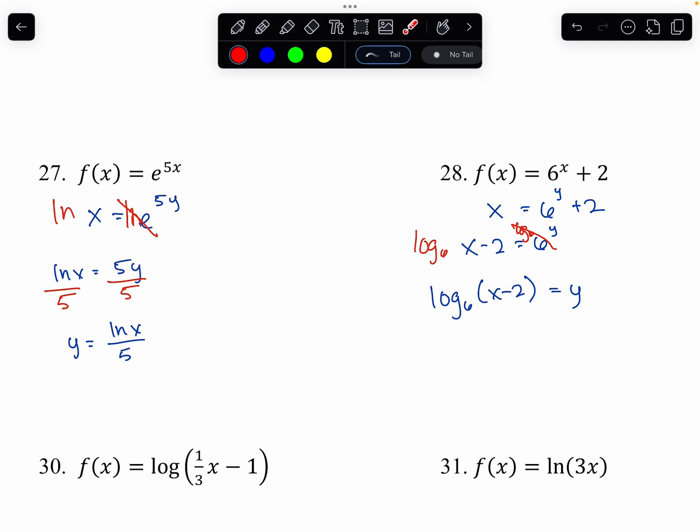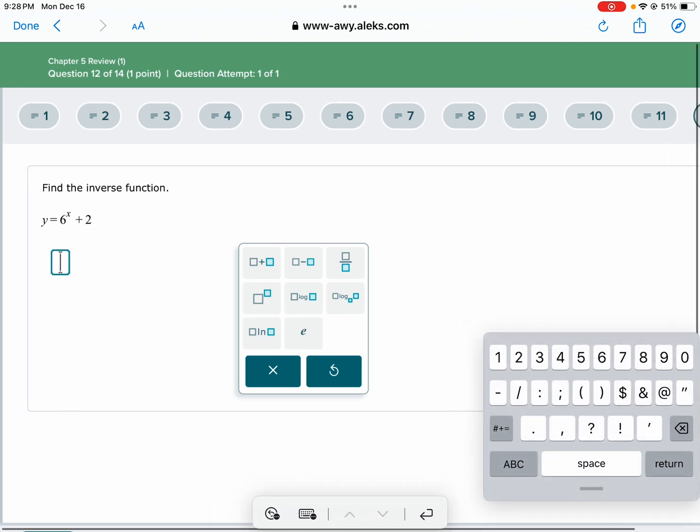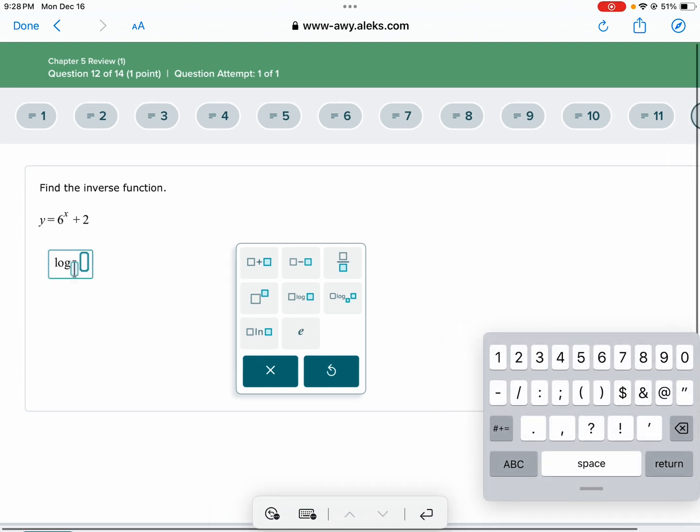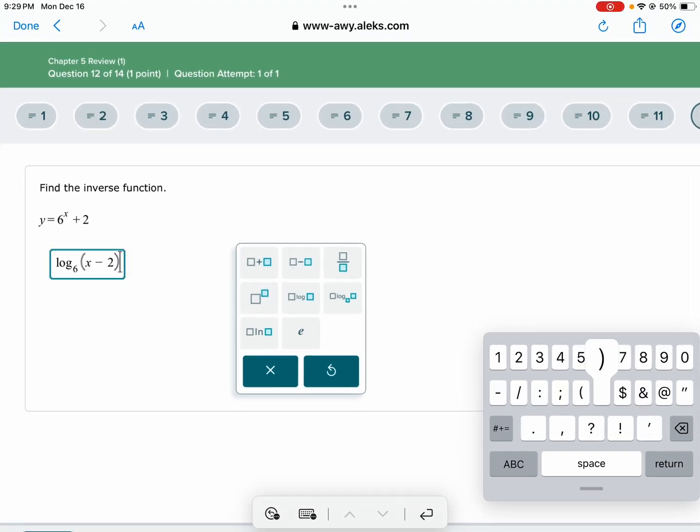And the parentheses are very important here. So I'm using a log base 6 of all of that right there. I'm going to want parentheses. So log base 6, so here, press the log button, log base 6, and then we're going to want to use parentheses of x, plus 2 or minus 2? Minus 2 of x minus 2 close parenthesis.